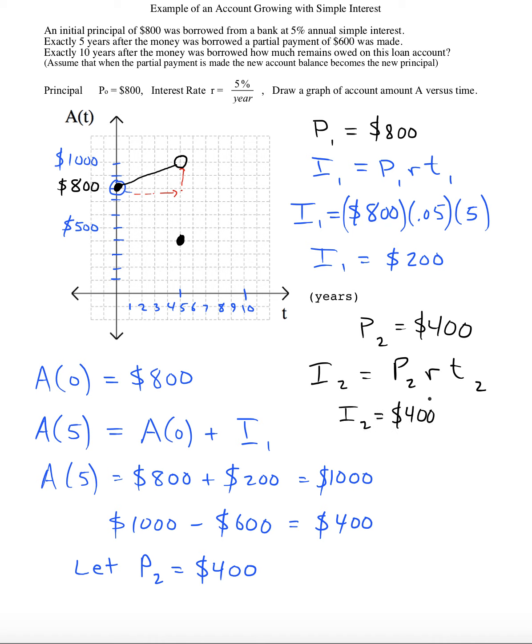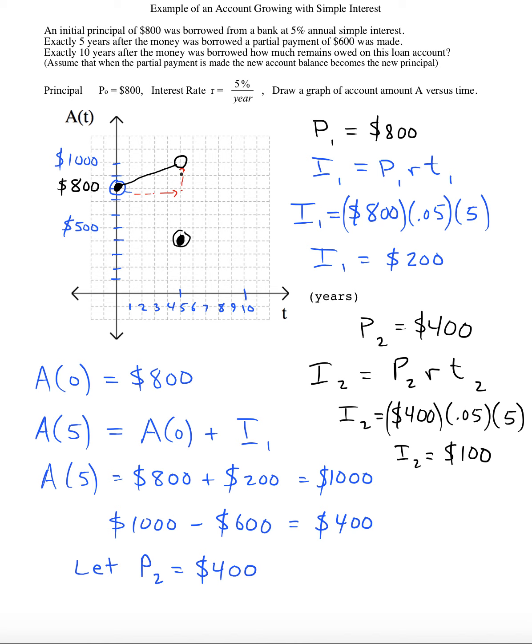$400, 0.05 interest rate. And we're going to go from 5 years to 10 years, so that is an elapsed time of 5 years between here and our ending point for the loan. So that comes out to 100.